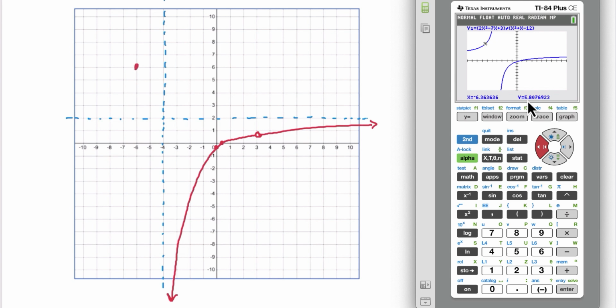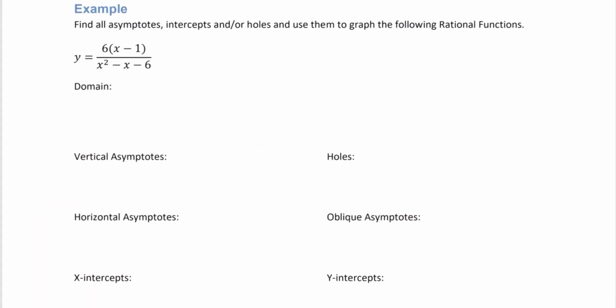From there, we'll just sketch a curve that approaches the vertical and horizontal asymptote and goes through that point. Not very accurate, but all we want is a very rough sketch. The main thing that we're focusing on is going to be the algebraic steps prior to graphing. You want to make sure you can find the horizontal and vertical asymptotes, the domain, holes, and intercepts.